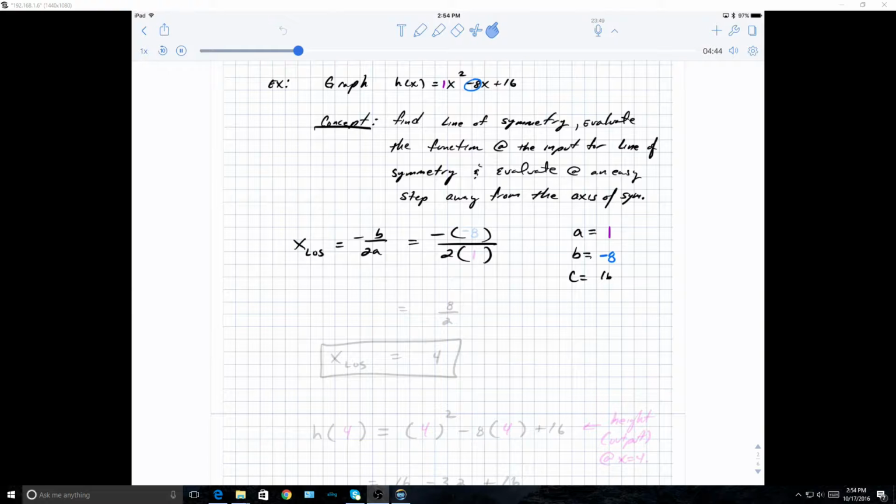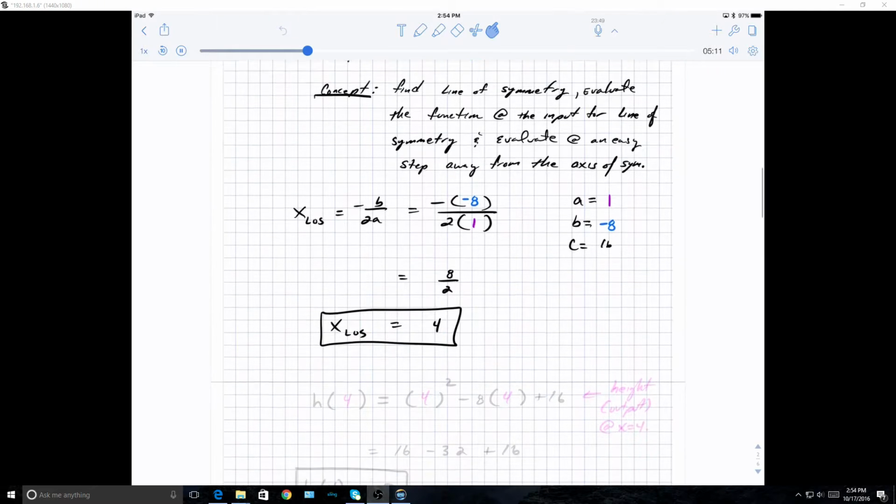So what we need to do is just put our values where they belong. And notice that I didn't lose that negative. So this all looks like it's going to crunch down to 8 divided by 2, or 4. So we have an axis of symmetry, or a line of symmetry, at x equals 4. That's important.